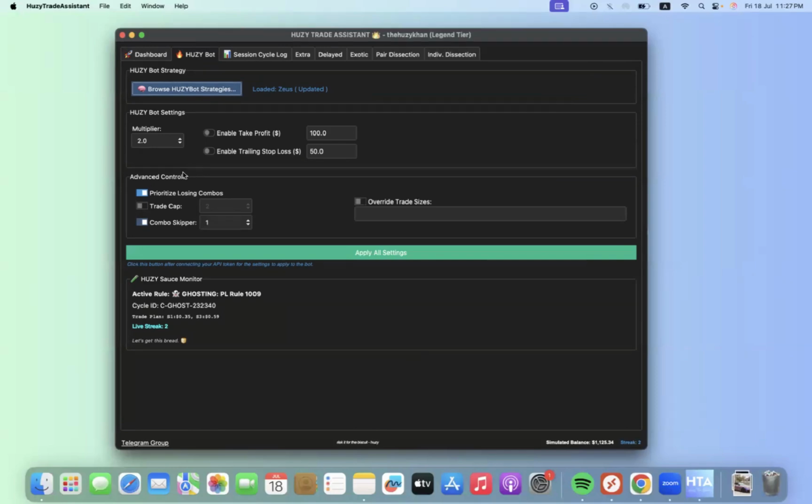And secondly, what we have that's important is going to be your take profit and your trailing stop losses. So when you're going to be using the Huzy Trade Assistant, you are going to be automating everything. Just ask yourself this question first: why am I trading? Okay, how much do I want to make? How much do I make in real life? What are my real term goals?